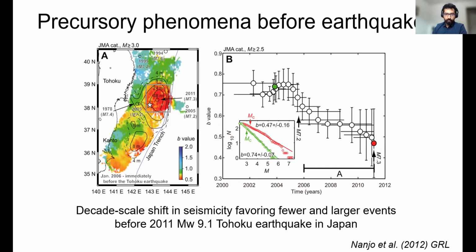So the b-value, like I said, is a logarithmic quantity of earthquake productivity. If you have a b-value of 1, it means that you have 10 times as many magnitude 5 events as magnitude 6 events, and so on, right? So what we see is that there is a decade-long reduction in the earthquake b-value, meaning that leading up to Tohoku, there were fewer earthquakes in the region, and relatively, they were larger than they were in the past.